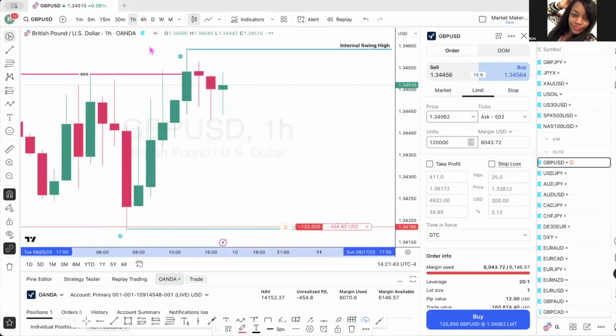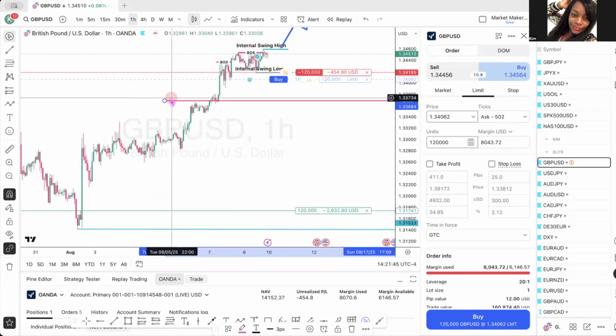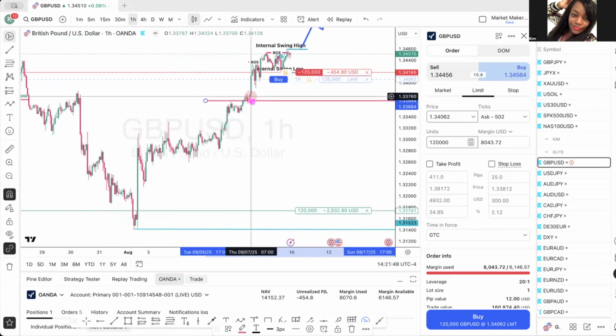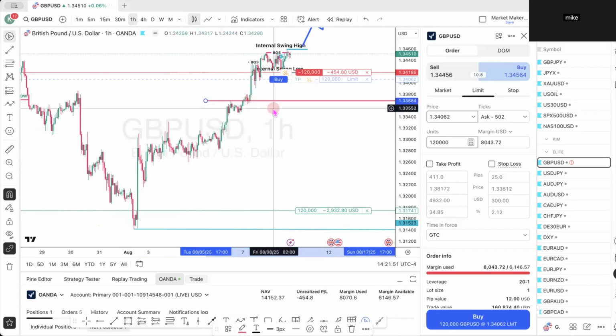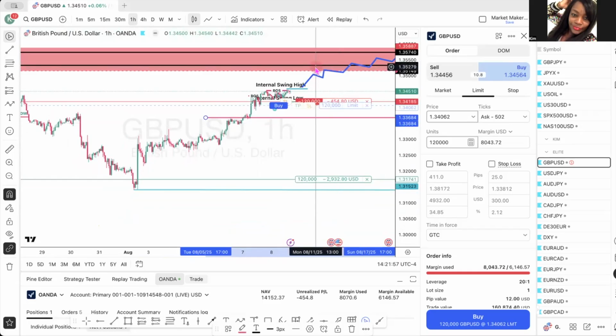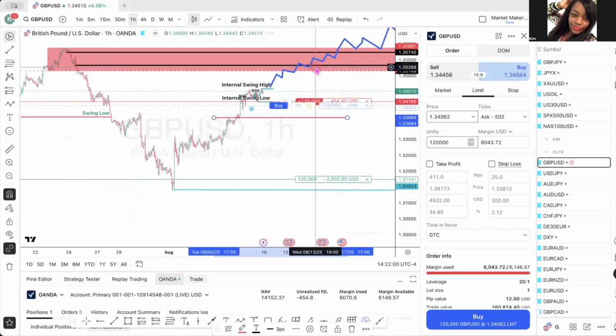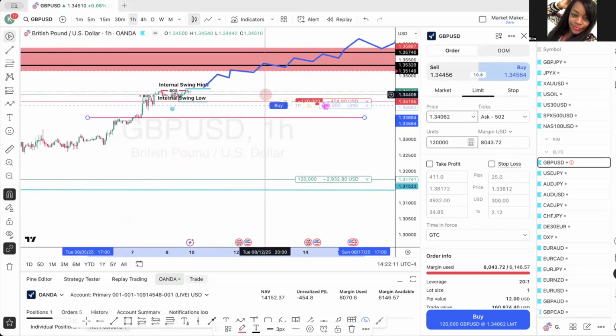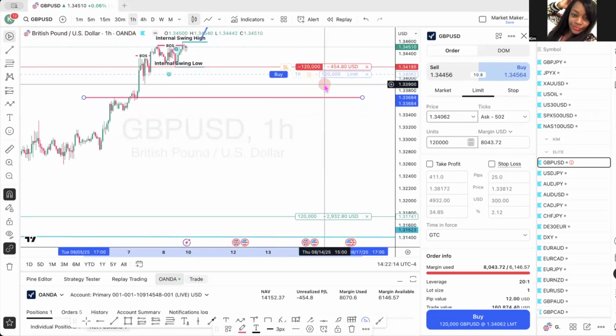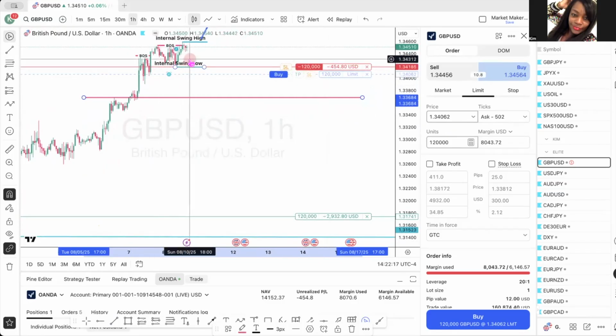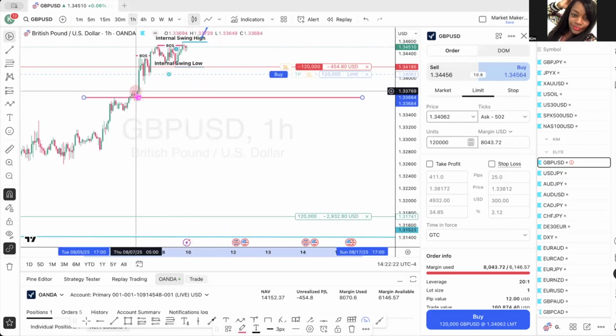So on the 1 hour, that's this zone right here. This little demand zone right here. So price could push here and then start pushing back up to this zone. Which is what I really would like for it to do, because I would rather buy from here than, and although it will have shifted structure, we would just have to see what happens when price gets here.